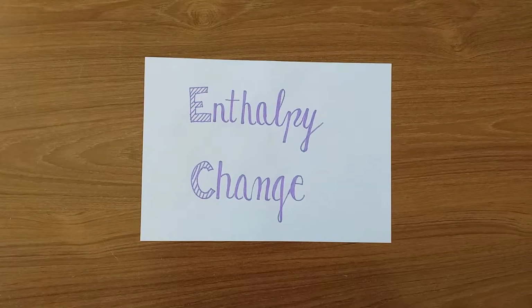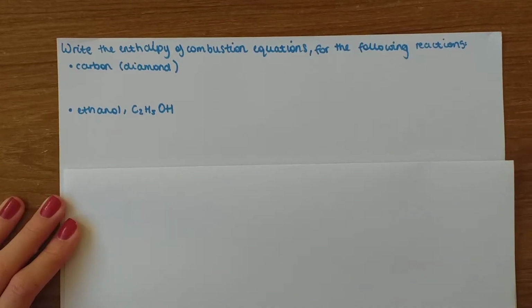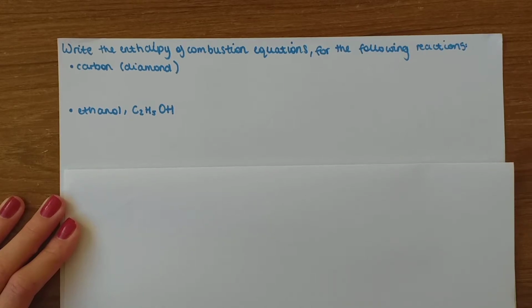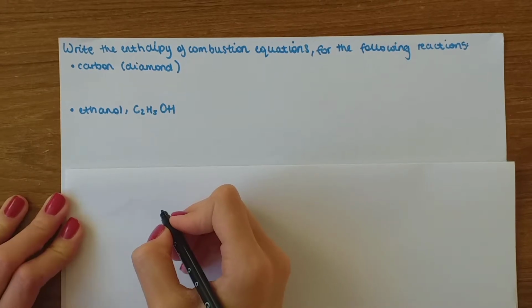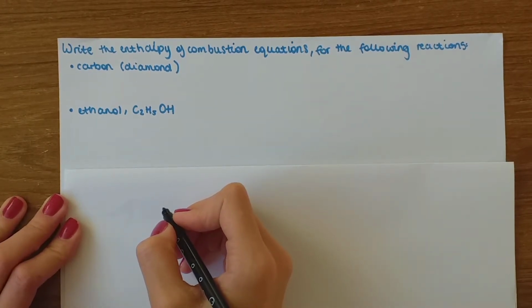In today's video, we're going to practice some past paper questions on enthalpy change. Okay, so the first question I've got here is: write the enthalpy of combustion equations for the following reactions. The first one we've got with carbon. So during combustion, oxygen is added to 1 mole of a substance.